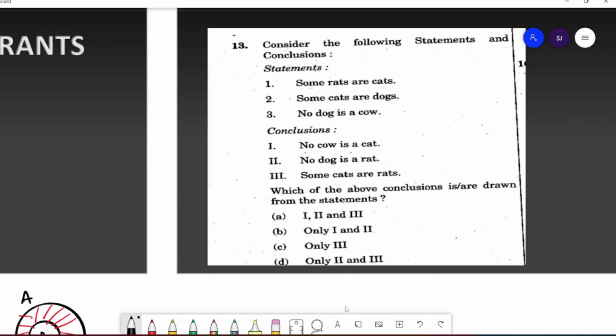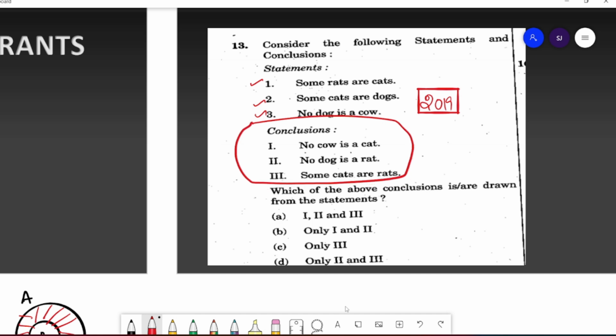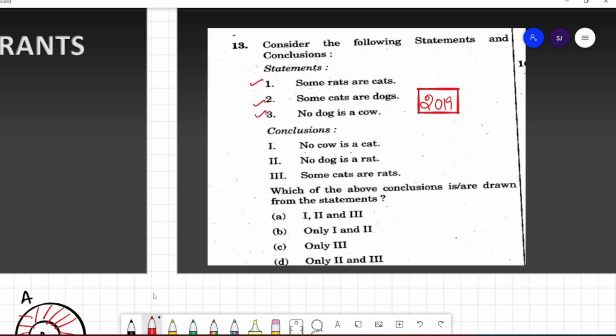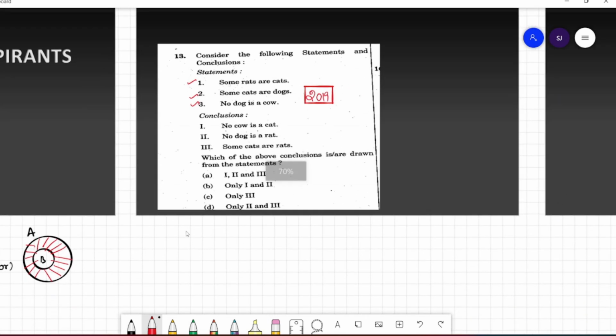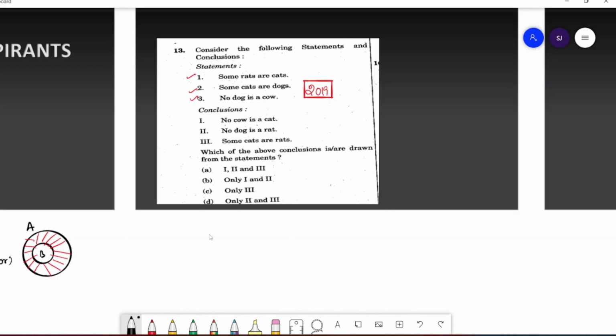So I'll take the first question from 2019. In the 2019 question, there are three statements. We have to represent each statement using the diagram or the principle that I said, and only after that should we reach the conclusion. Only after that should we check the conclusion and go for marking in the OMR. So we'll take each statement separately. The first statement is some rats are cats. Look at the statement: some rats are cats.